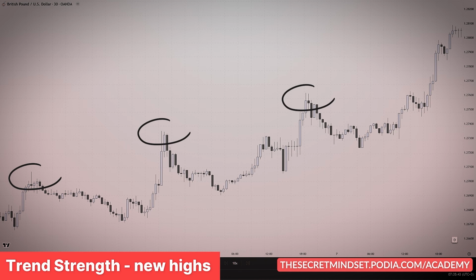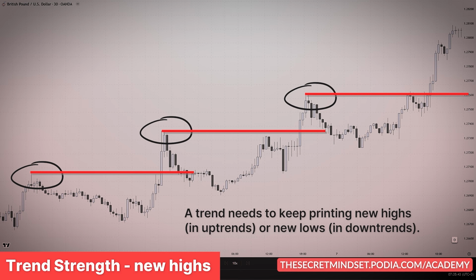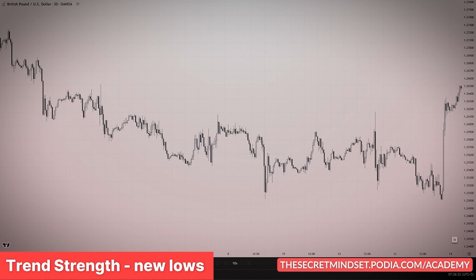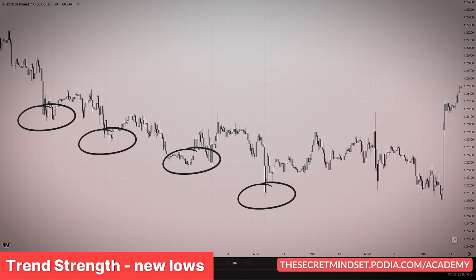For a trend to flex its muscle, it needs to keep printing those new highs and lows. But only one candle testing highs doesn't mean much. If you see several candles close above past resistance in a row, that's a stronger case for buyer control. And the reverse is true for downtrends. A few candles breaking below support strengthens the argument for seller dominance.